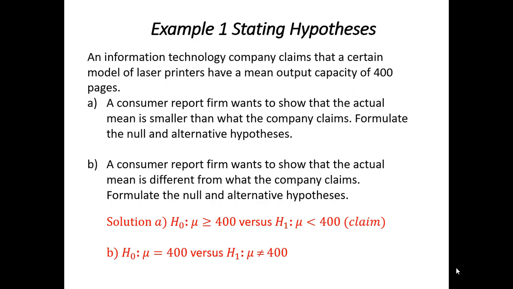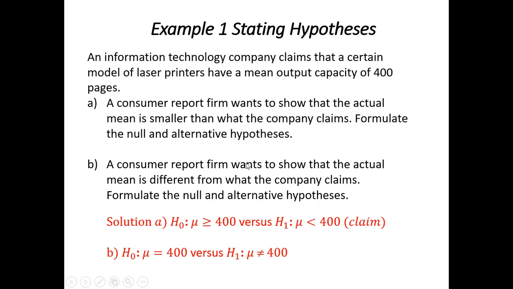In example 1, suppose an information technology company claims that a certain model of laser printers has a mean output capacity of 400 pages. A consumer report firm wants to show that the actual mean is smaller than what the company claims. Formulate the null and the alternative hypotheses. And in part B, suppose the report firm wants to show that the actual mean is different from what the company claims. Again, formulate the null and the alternative hypotheses.